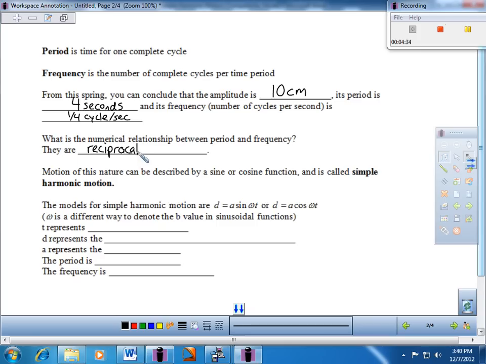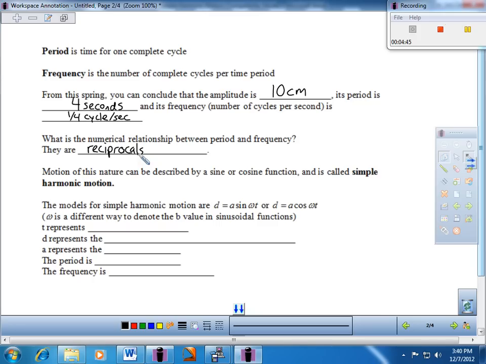So one represents how long it takes for a single cycle, so one cycle in 4 seconds, and the other one is a fourth of a cycle per second. So they are reciprocals. Okay, good. As it says on your paper, motion of this nature can be described by a sine or cosine function and is called simple harmonic motion.